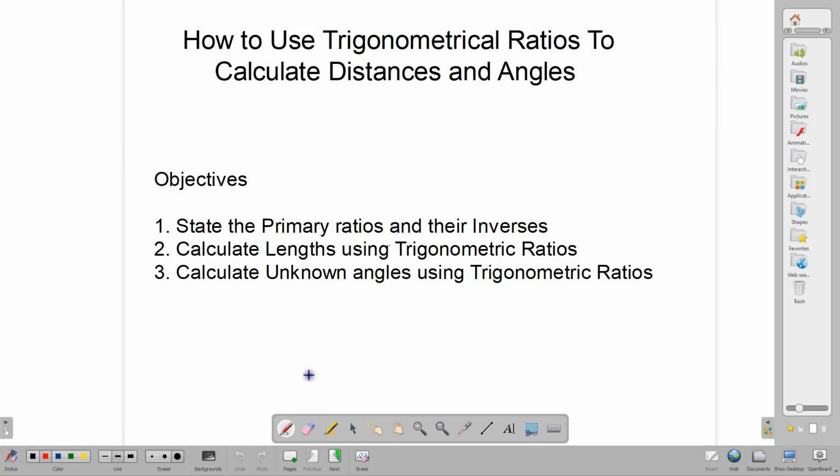In this lesson, we are going to talk about how to use trigonometrical ratios to calculate distances and angles. If you do not know what trigonometrical ratios are, then you should go watch the video on Pythagoras' theorem and the trigonometrical ratios. If you already know about those, then let's continue with this lesson. Here we are going to talk about what the ratios are and their inverses, and calculate lengths using trigonometrical ratios, and also calculate unknown angles using these ratios.